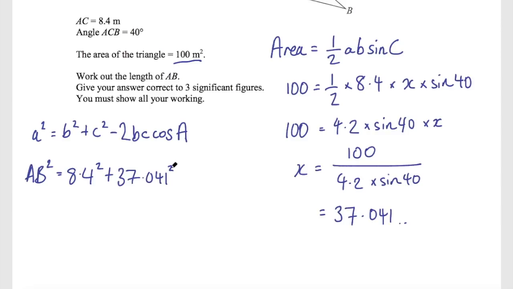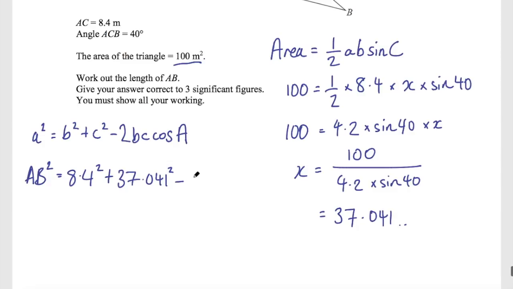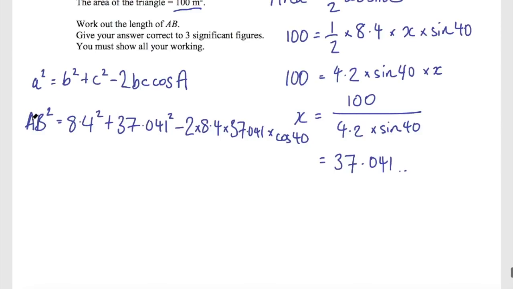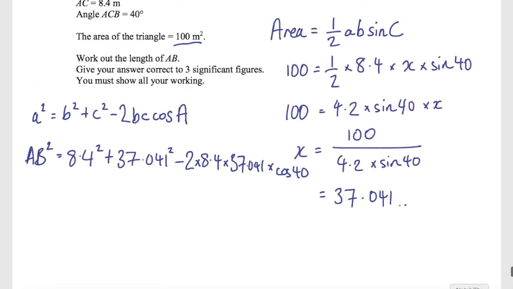squared. I'm just going to use my answer key in the calculator for that number to make it a little bit more accurate. And then minus 2 times b, which was 8.4, multiplied by 37.041, and then multiply all of that by the cosine of 40, which is the angle opposite the side AB. Okay, so now we have a formula for AB. We can go ahead and solve this, so put that into a calculator and then we'll be able to work out the length of AB.